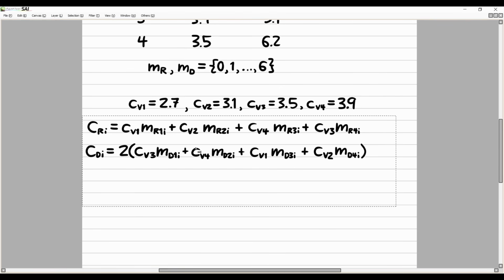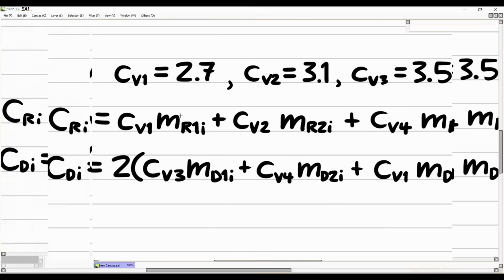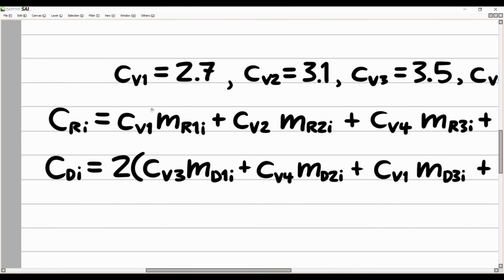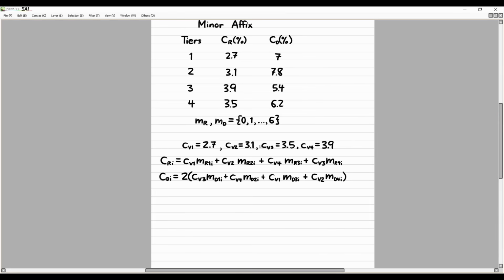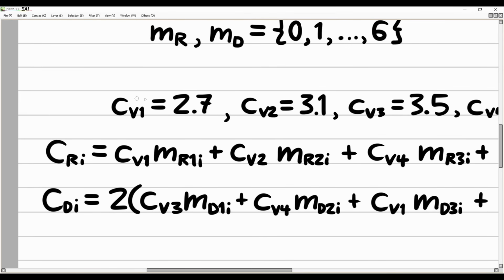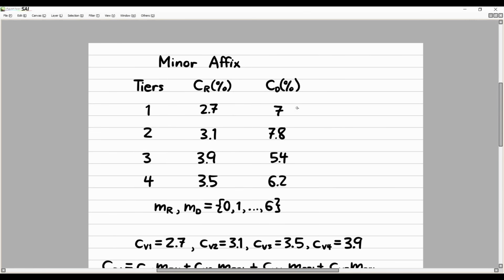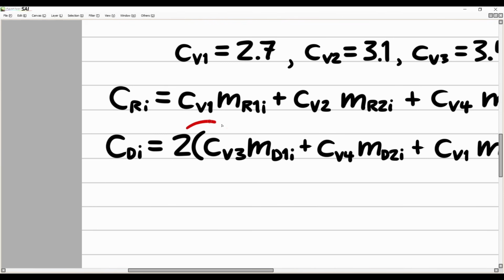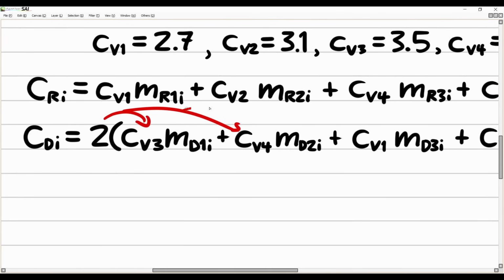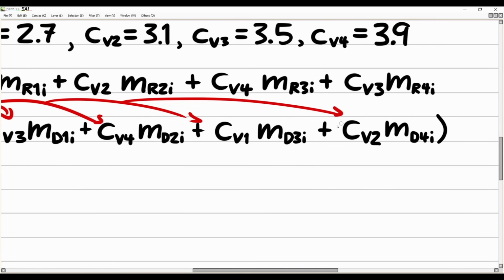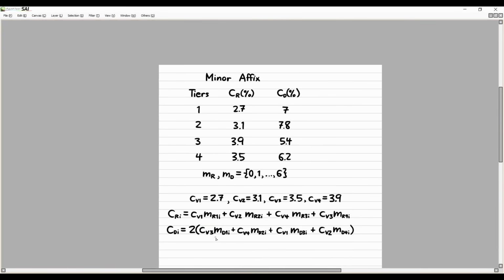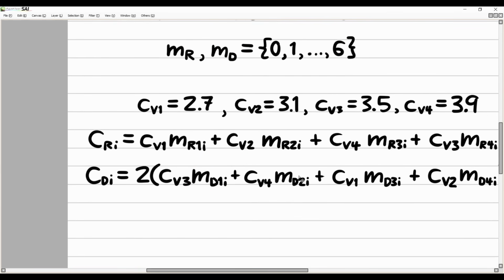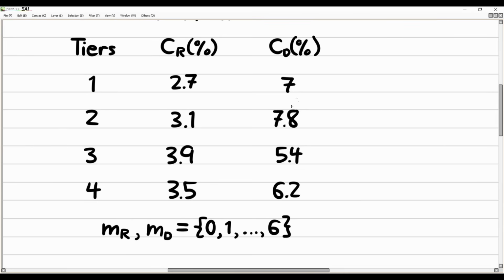You can see here that despite all of this, the CV1 is not matching with the CV3, even though we have MR1 and MD1. It really does not matter that that is the case. What matters is the fact that all of these quantities are related to these quantities in some way. And because this 2 can be factored into every single individual term here, it doesn't matter. The only thing that changes is which quantity goes up or down depending on which tier is selected.